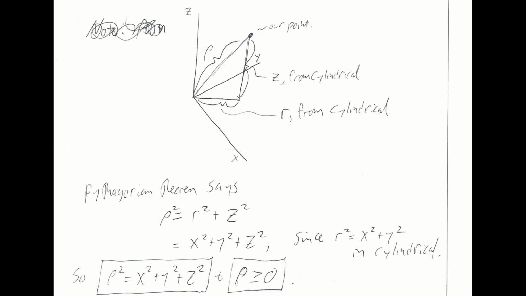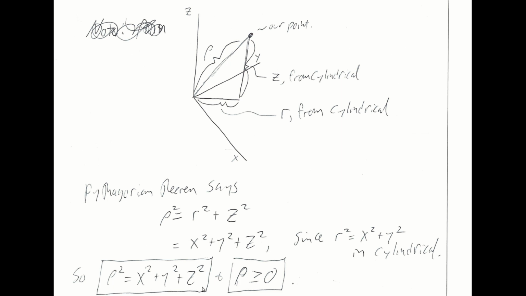So looking at this right triangle, Pythagoras' theorem is going to tell me if I sum the squares of these two legs, I'll get the square of the hypotenuse, that hypotenuse being rho. So rho squared is actually r squared plus z squared here by Pythagoras' theorem. And we already knew in cylindrical that r squared can be written as x squared plus y squared, so I can make that substitution here and write rho squared as x squared plus y squared plus z squared.